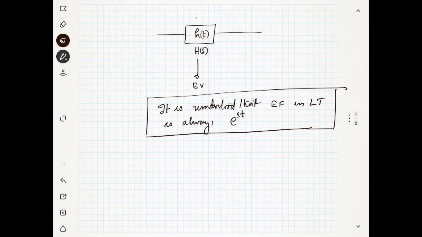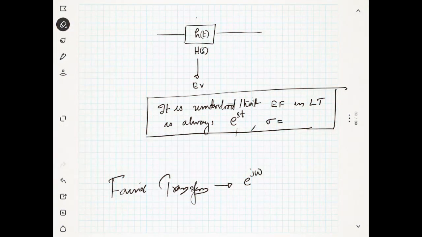In Fourier transform, you have studied Fourier transform sometimes. I don't know how much it is covered. What will be the eigenfunction in Fourier transform? It is e power j omega t. Here it is sigma, and there it is j omega. That is in the Fourier transform.